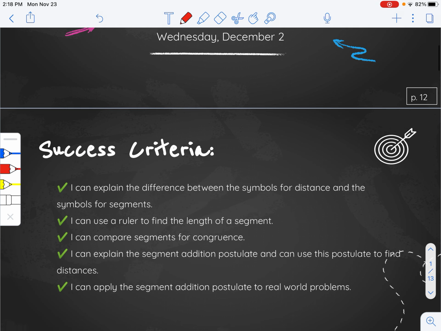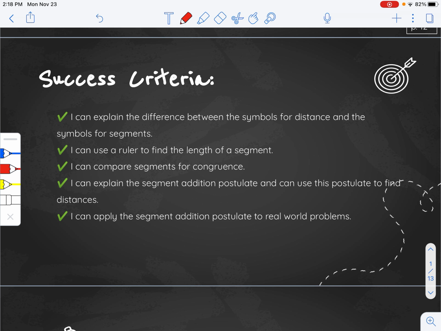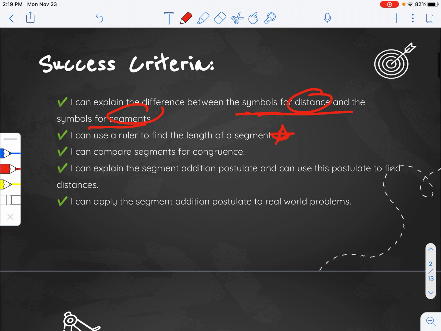So let's dive in. Our success criteria for this lesson. The first one, I can explain the difference between the symbols for distance and the symbols for a segment. So really the two different things, distance and segments. I can use a ruler to find the length of a segment. I think that's something you can probably already do: if there's a line on a page, you can hold a ruler up to it and say, hey, that line is 3.5 inches long, or that line is 6 1/4 of an inch long. But we're going to talk about that a little bit today.